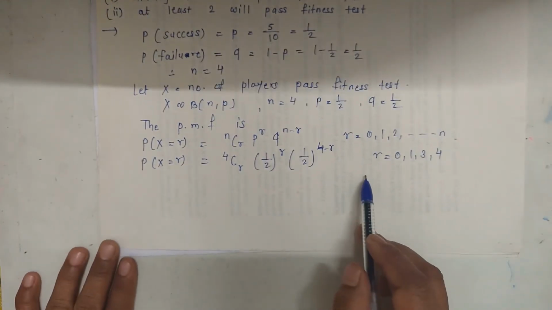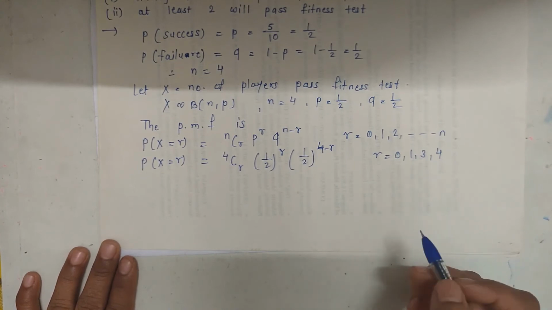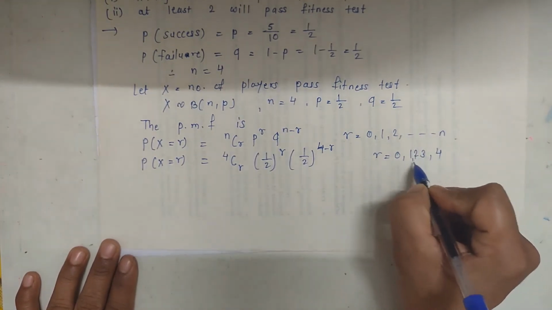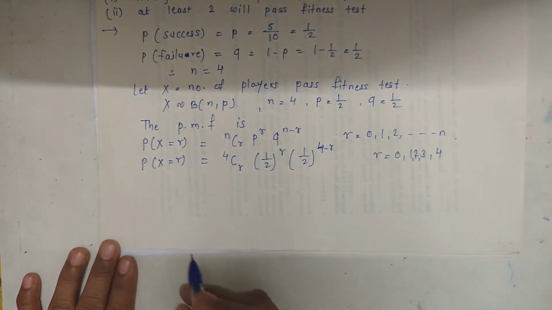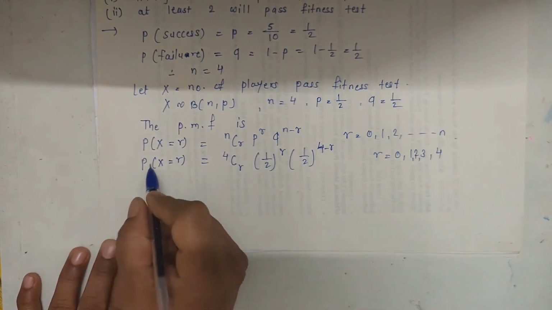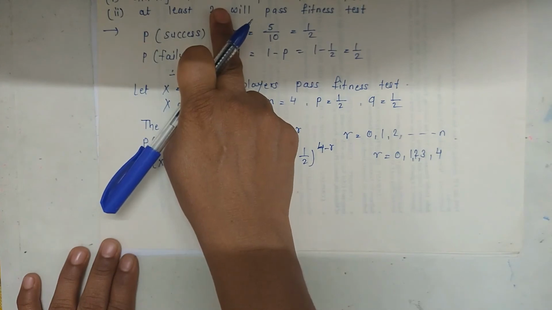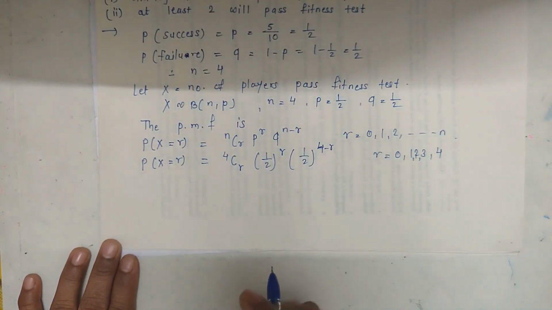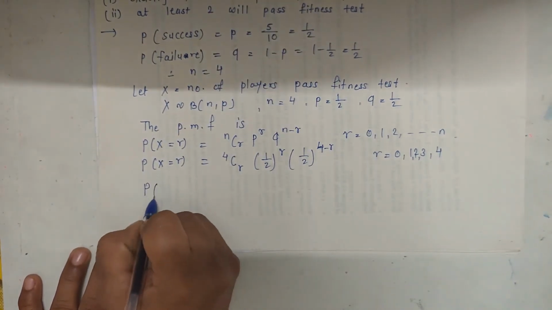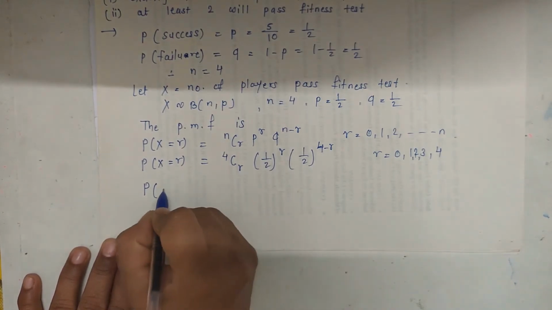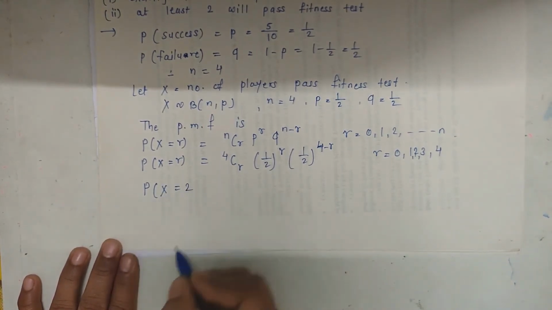Here r is equal to 0, 1, 2, 3, sorry, 1, 2, 3 and 4. Now here we have to find the probability that exactly 2 will pass the fitness test. So the probability for x is equal to 2.